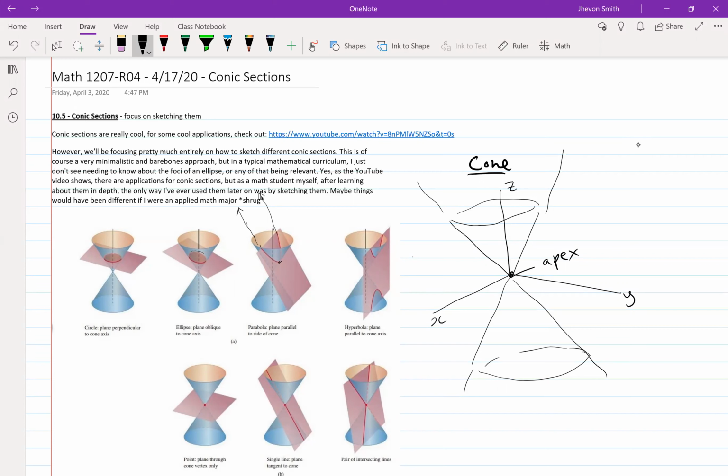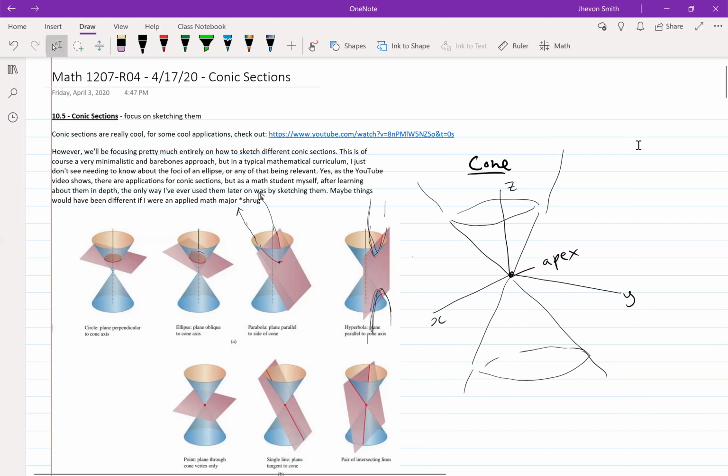If you slice it parallel to the axes, but not through the apex, you get almost two parabolas. They're not going to be quite two parabolas, but you get one going down and one going up. That shape is called a hyperbola.